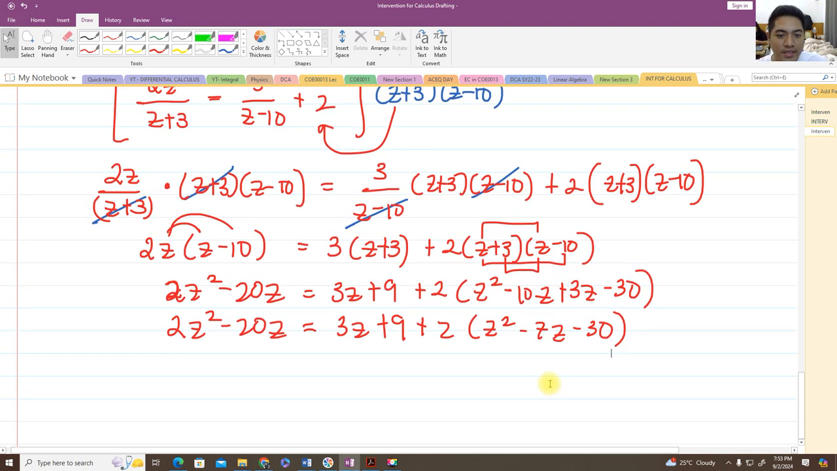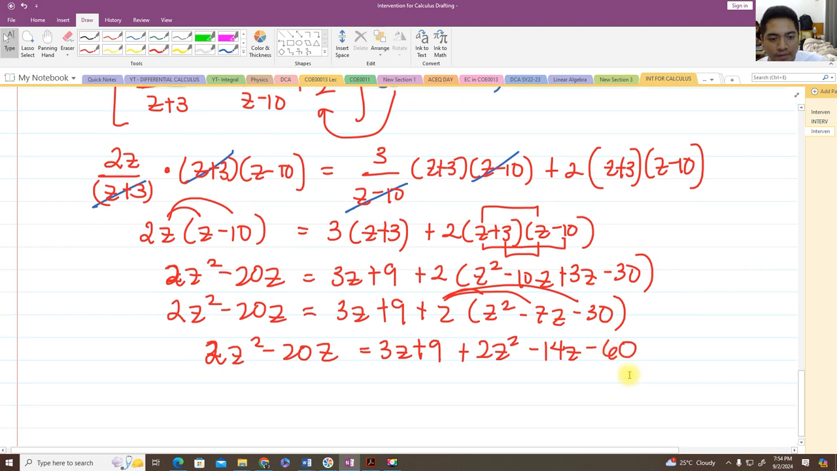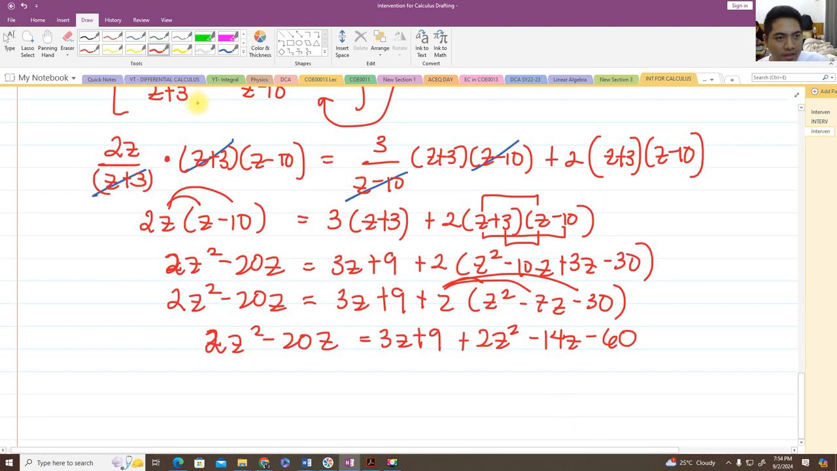Take note that this is multiplied by positive 2. So let's try to distribute. So that becomes 2z squared minus 20z equals 3z plus 9 plus 2z squared minus 14z minus 60. Okay? So as you can see, 2z squared will cancel. 2z squared and 2z squared here.